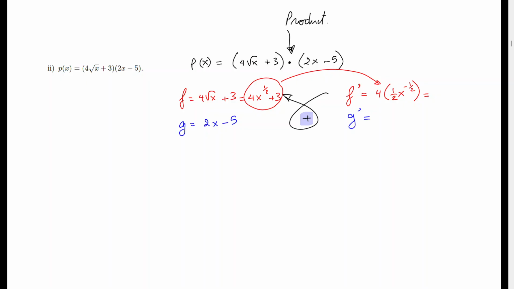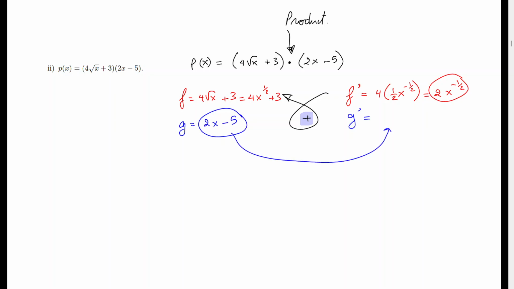Now 4 times a half is basically 4 over 2, which is 2. And x is just going to be hanging out. So my final answer is 2x to the negative 1/2. Now for g, what's the derivative of 2x minus 5? The derivative is 2 times the derivative of x, which is 1, and 2 times 1 is just 2, minus the derivative of 5, which is 0. So 2 minus 0 is just 2, and I'm just going to write down the 2 and not worry about anything else.